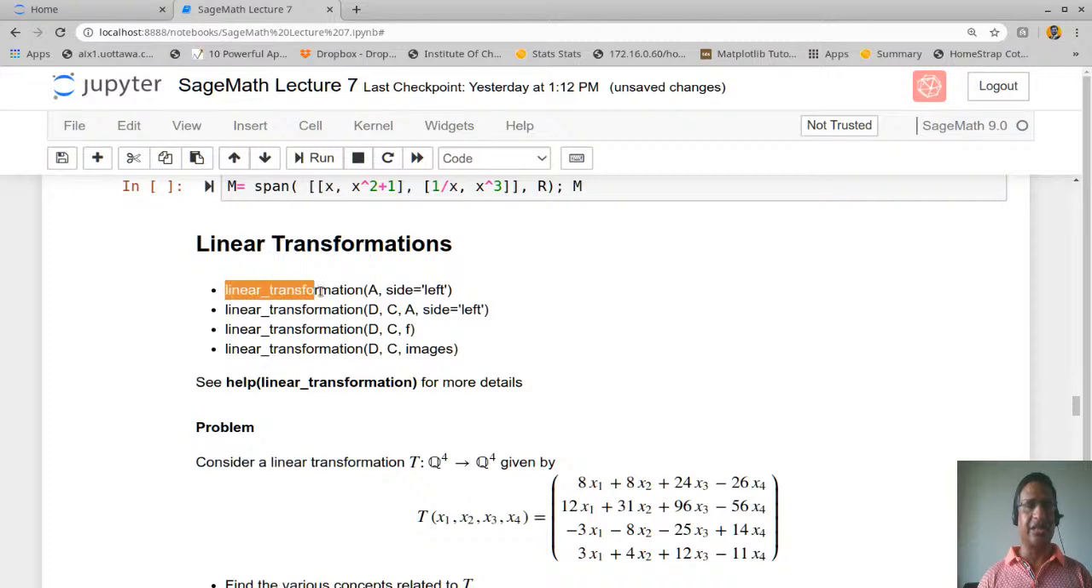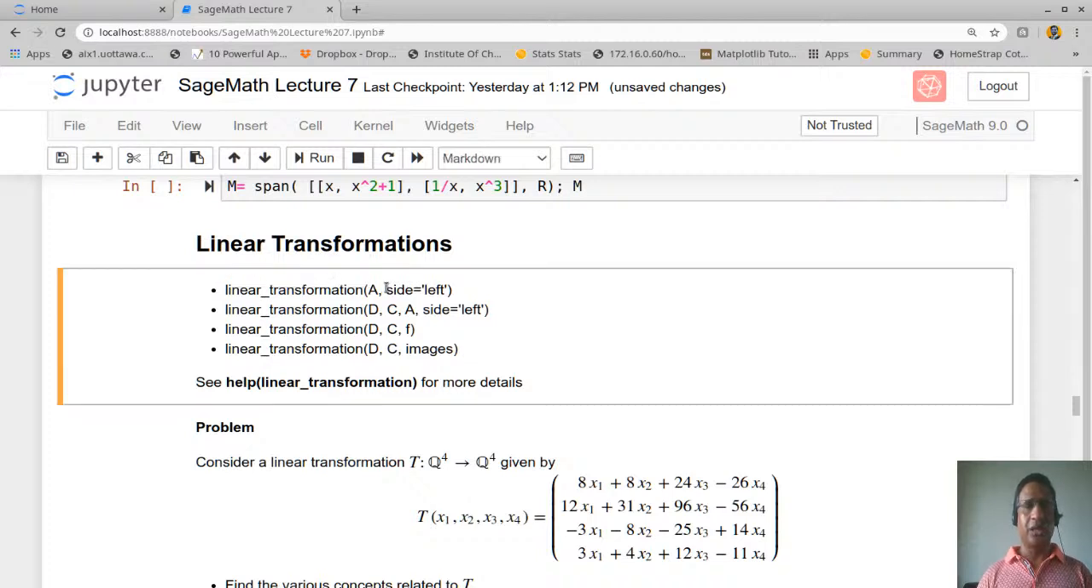The function is linear_transformation. One way to generate it is to give the matrix of the linear transformation, and you can say whether you want side left or right. By default it will give you side left, but generally we follow side right. We write a linear transformation as a matrix times some vector x, taken on the right side.